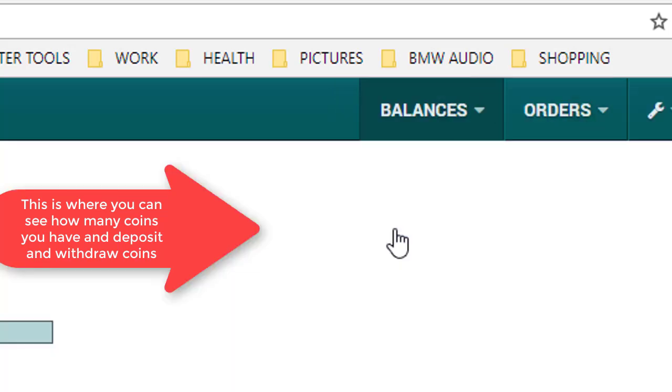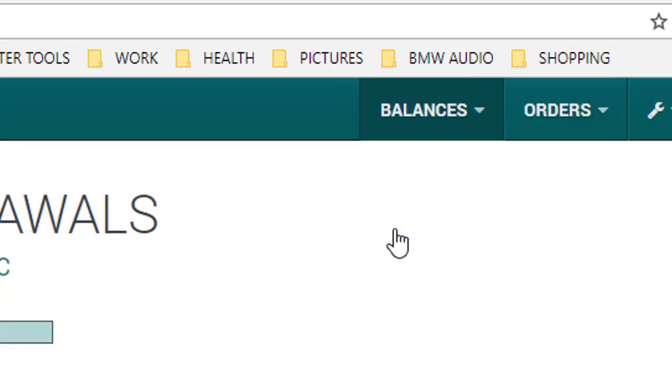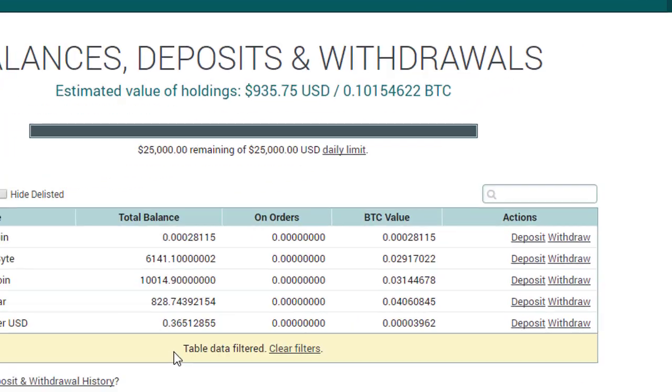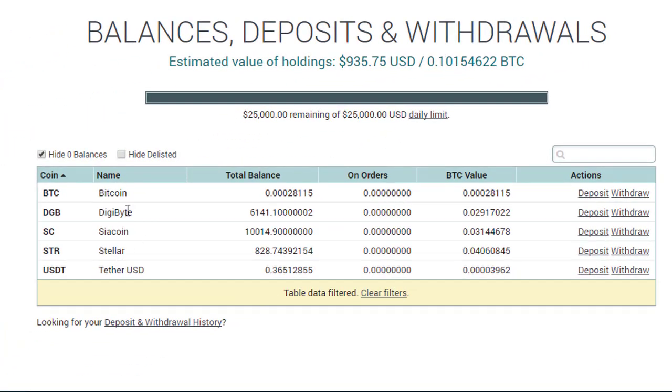This is where you will see what your balances are of any certain coin. So you can see I have some Tether, Stellar, Sia, Digibyte, and a little Bitcoin. So if I wanted to deposit or withdraw those, I would simply hit the button and it would begin the execution process of getting rid of those coins. So we're not going to do that.